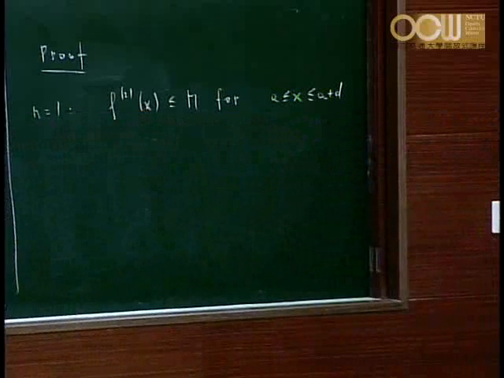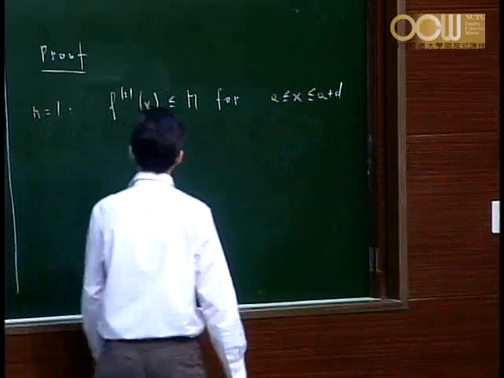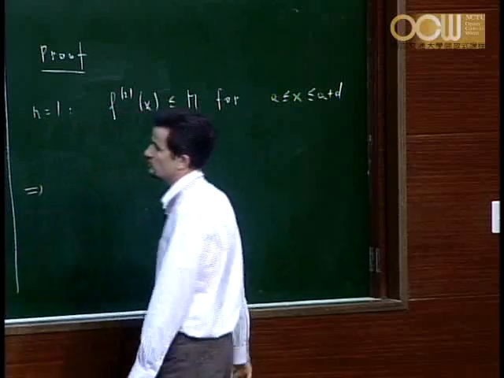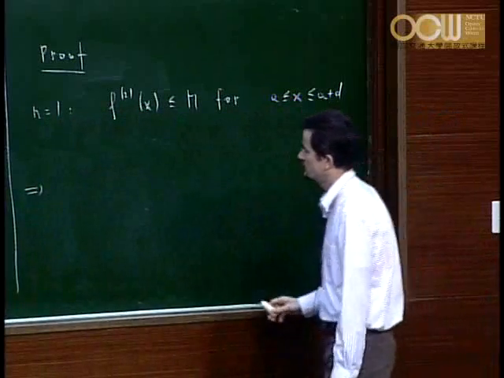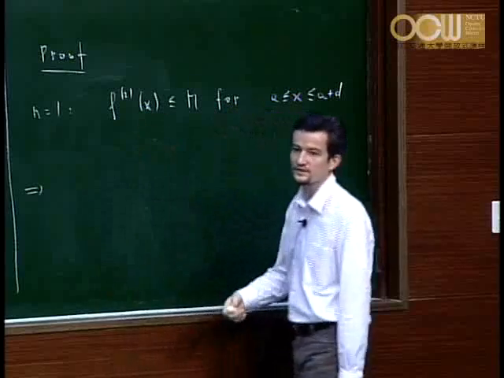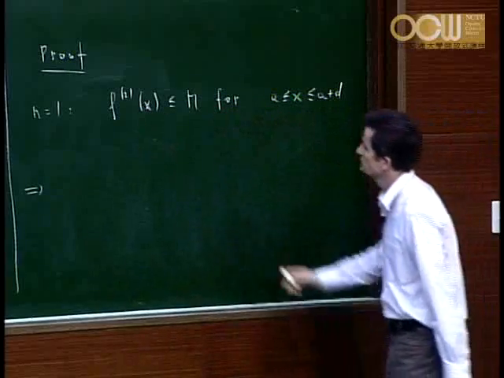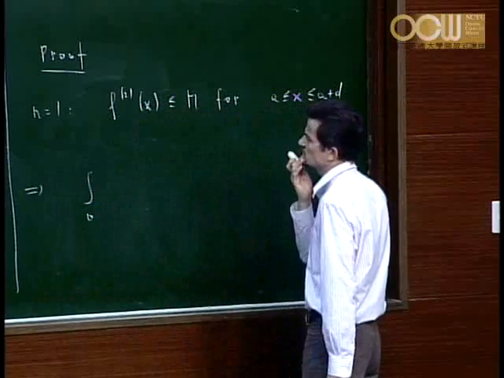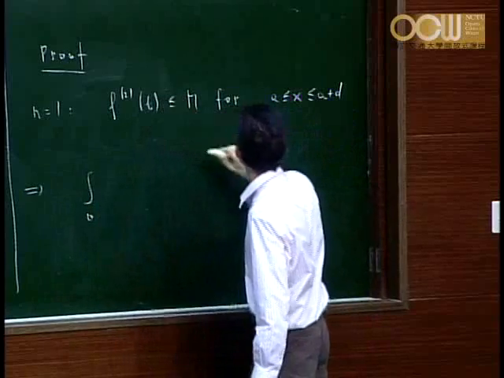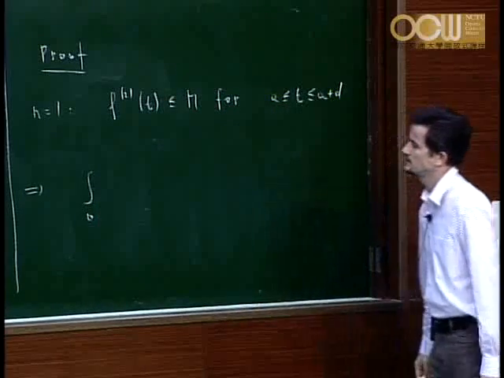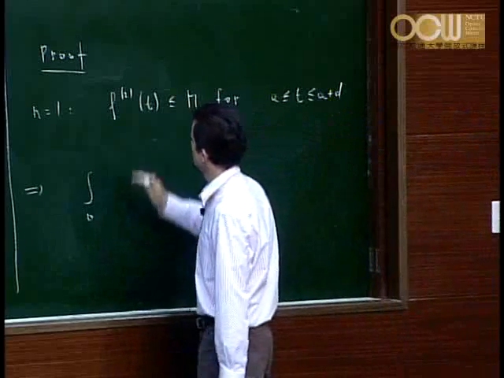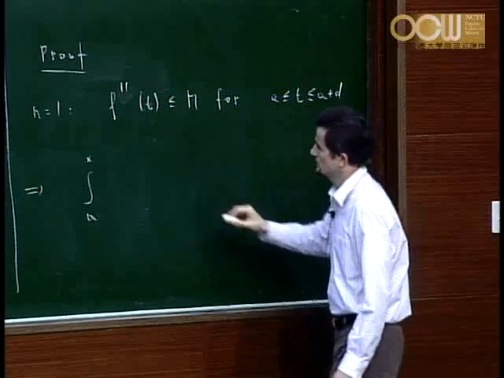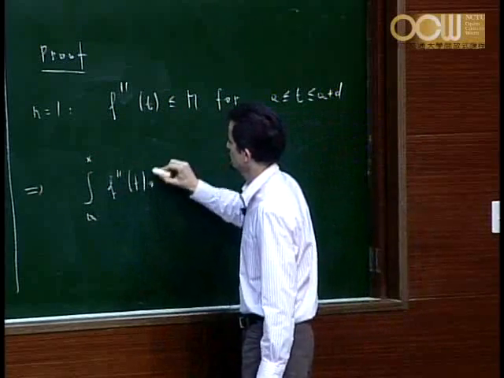Okay, now, this is the assumption. We just start from here, and we take the integral on both sides. My notation is not very good, so maybe I change this to t here. So this is what we have, this is the assumption. So the integral from a to x of this function here, dt.